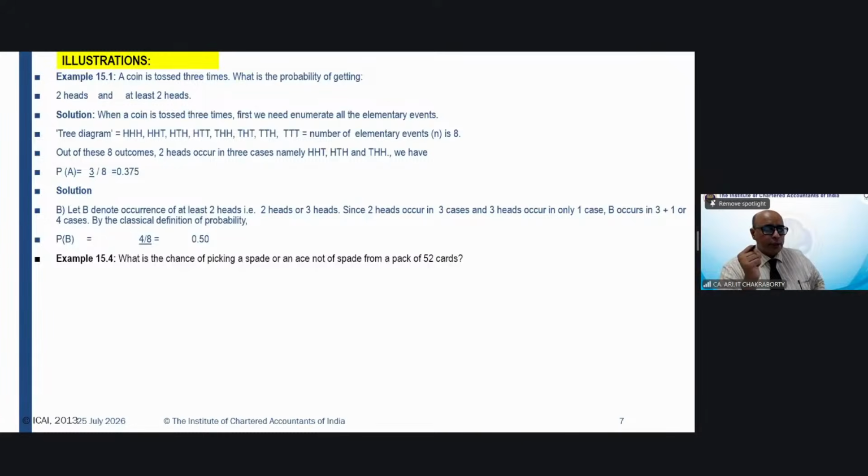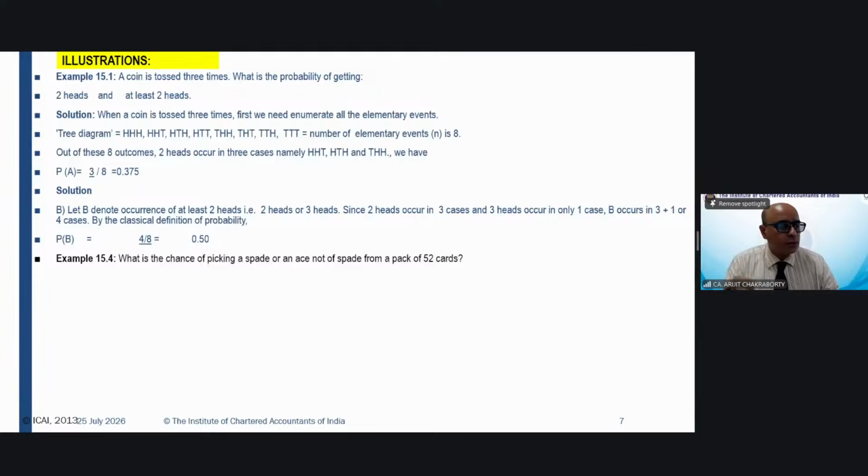event. That means the probability of getting at least 2 means the probability of getting exactly 2 and the probability of getting more than 2. And in this case, it is 3. The probability of getting 2 heads is given by 3 events out of 8 events, and the probability of getting exactly 3 heads is given by 1 event out of 8. So total probability comes to 3 by 8 plus 1 by 8, that is 4 by 8, and that gives you 0.5, 50% chance. So this is the solution to the first illustration.